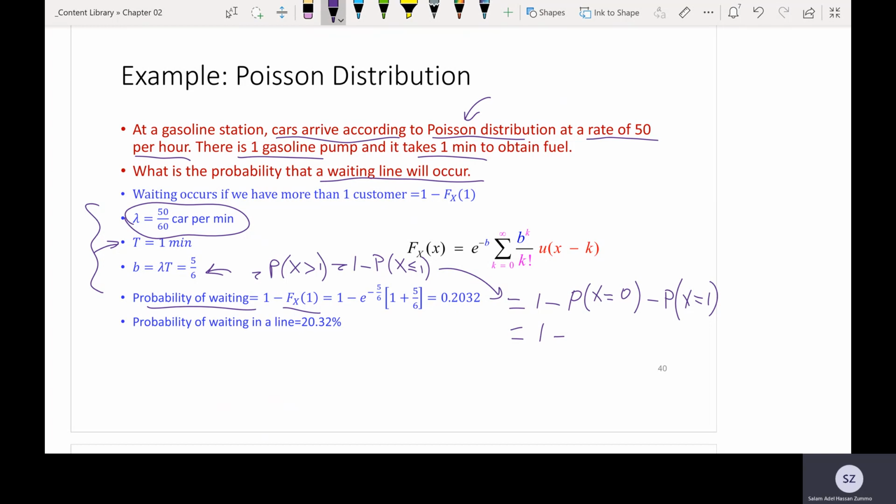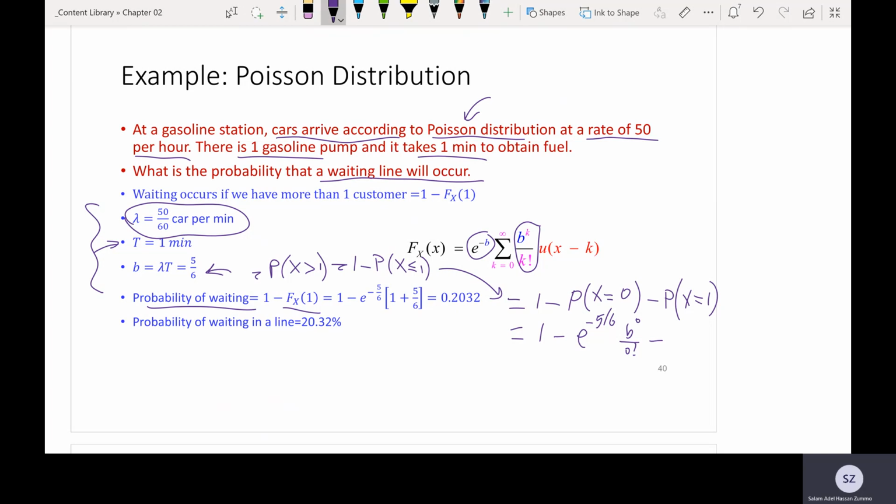What is the probability that X equals 0? Look at it here. The probability is whatever is next to the u in the CDF, or the delta in the PDF. So what is the probability that X equals 0? It's e to the minus 5/6, multiplied by B to the 0. What is B to the 0? It's 1, divided by 0 factorial, which is by definition 1.